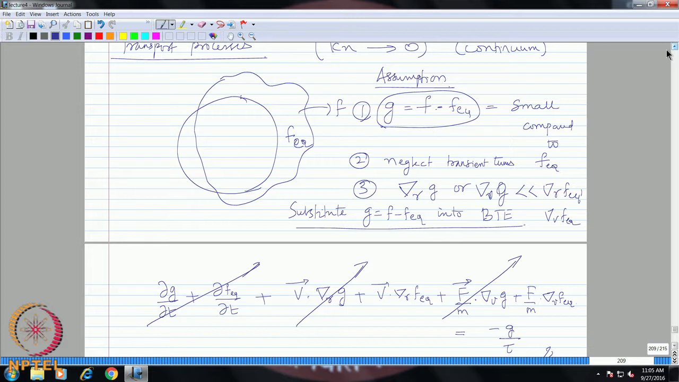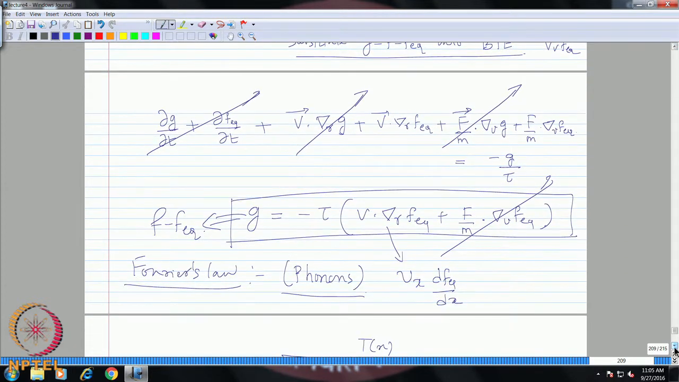So, with these assumptions, when we substitute for f in terms of g and f equilibrium into the BTE, we can knock off certain terms including the unsteady terms. So, we can assume that to derive the constitutive laws, you do not have to consider a transient process. Just a steady state should be sufficient, and with these assumptions you end up with the reduced form of the Boltzmann transport equation, which connects your non-equilibrium distribution function as a function of f equilibrium.